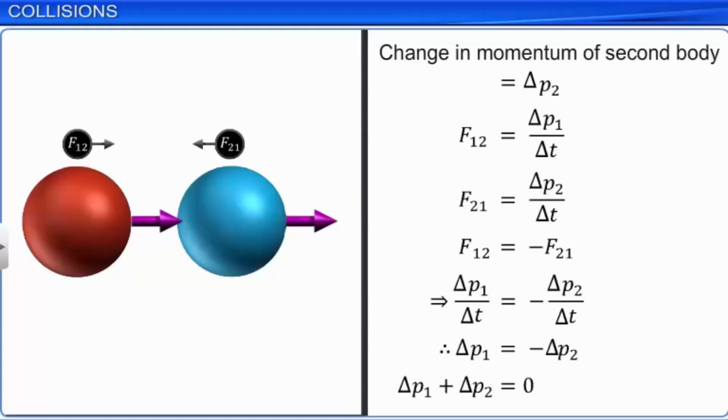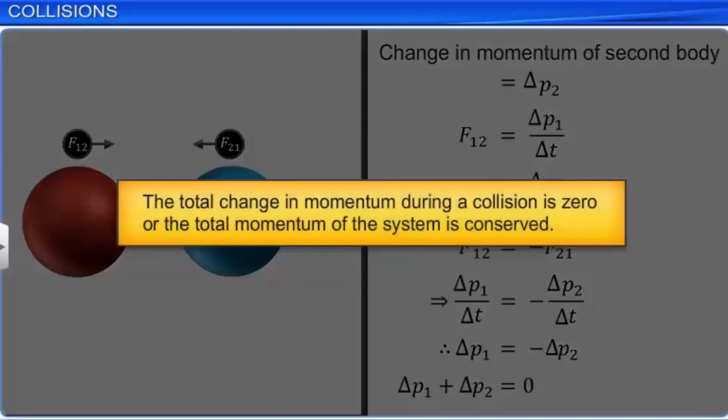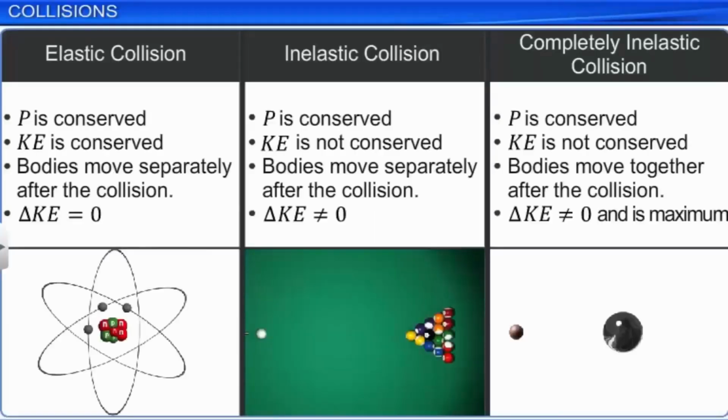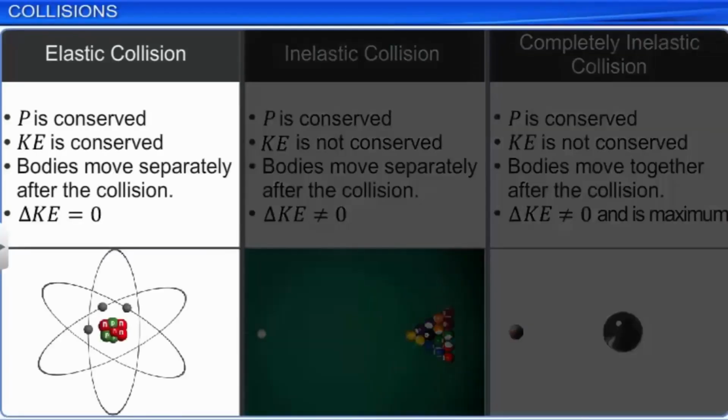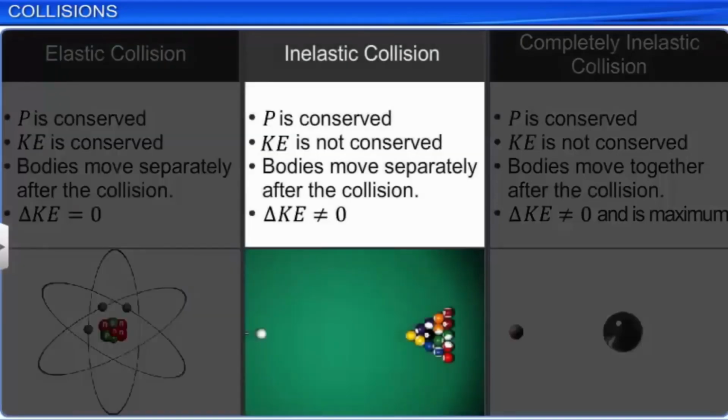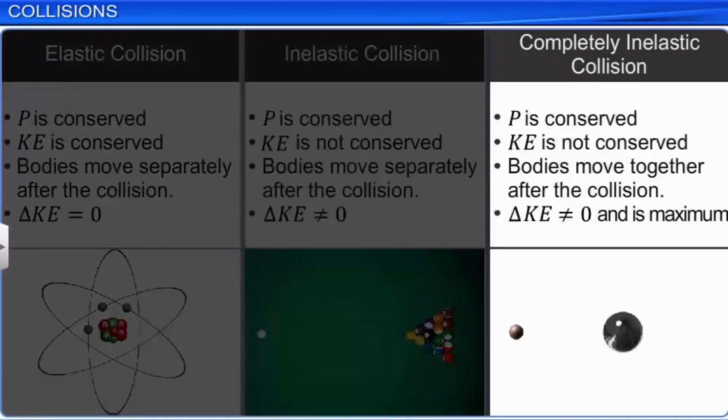Hence, we can say that the total change in momentum during a collision is 0, or we can say that the total momentum of the system is conserved during collisions. There are three different kinds of collisions: elastic collision, inelastic collision, and completely inelastic collision.